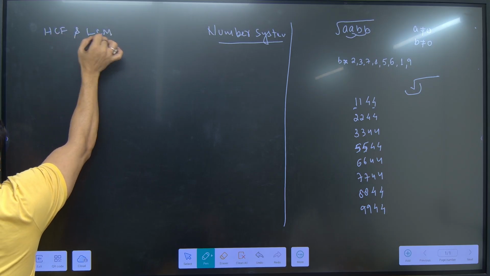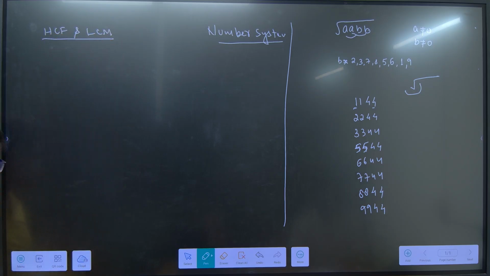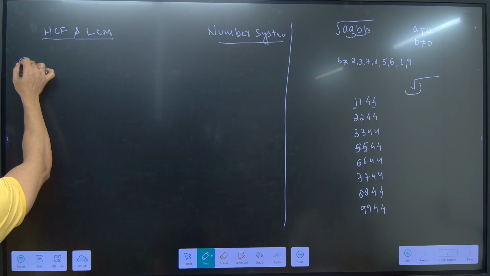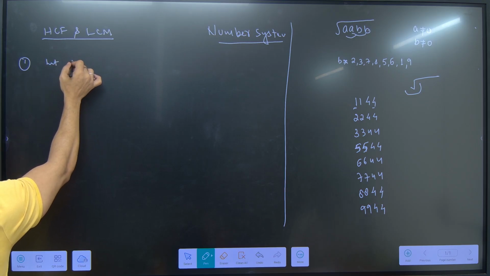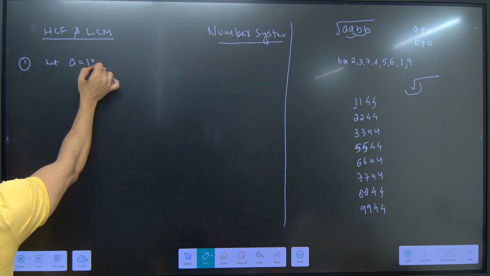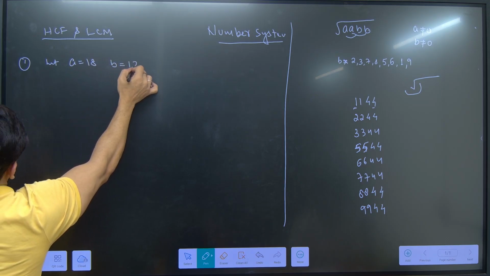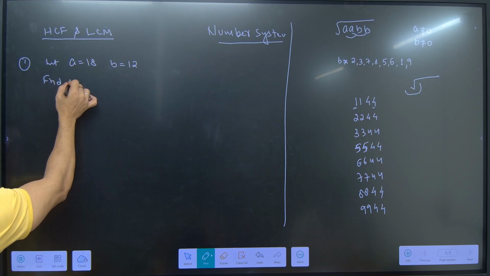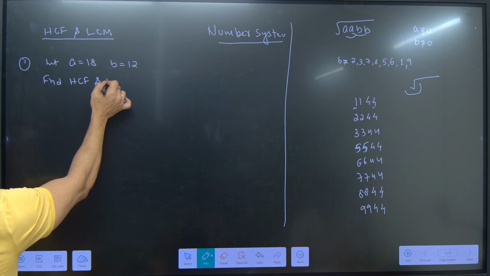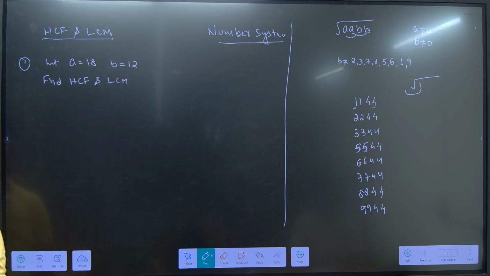HCF and LCM, which is a concept of prime factorization. From prime factorization, you can find out LCM and HCF of 2 or more than 2 numbers. Okay. First is, let A is one number, which is 18, and B is another number, let's say 12. And the question is, find HCF and LCM of this simultaneously, right?